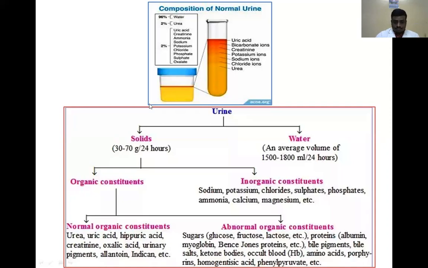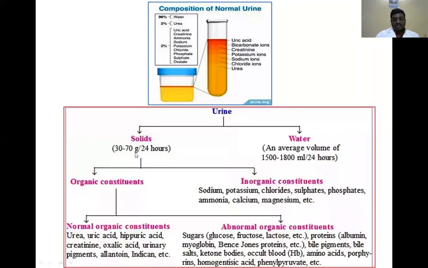So here, the urinary output of water is 1500 to 1800 ml per 24 hours. In one day, 1500 ml to 1800 ml is filtered. In that filtered water, what does it contain? 30 to 70 grams of solids per 24 hours.